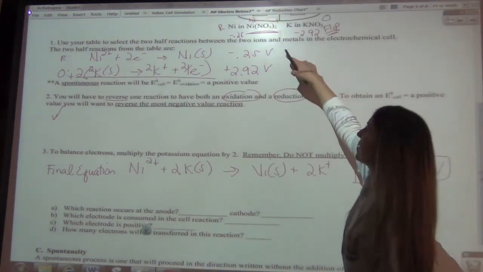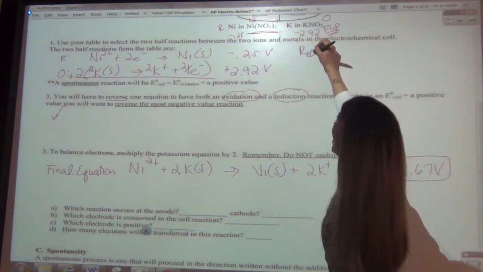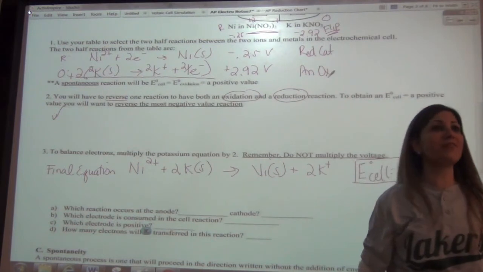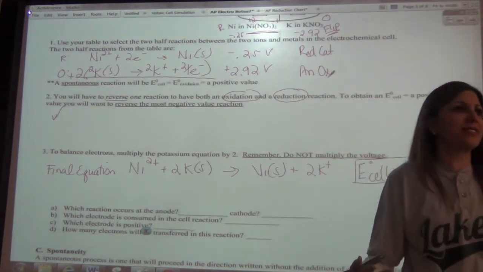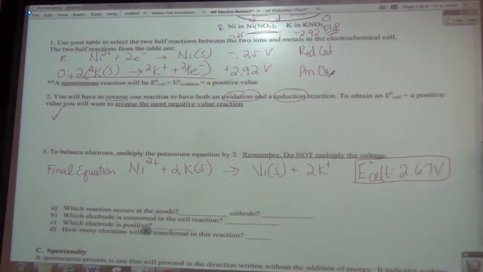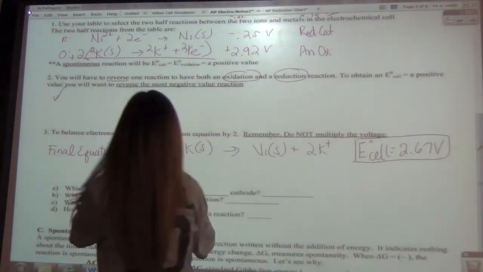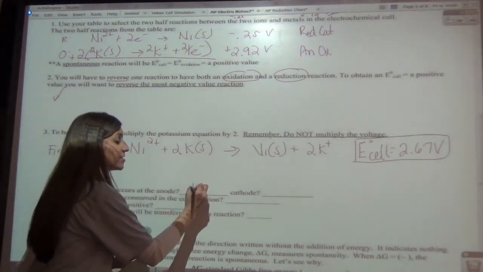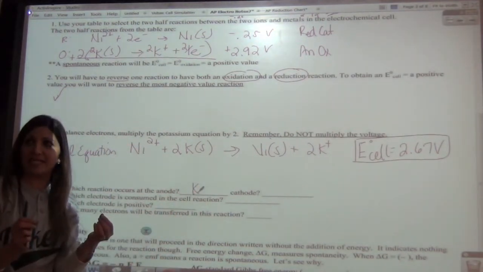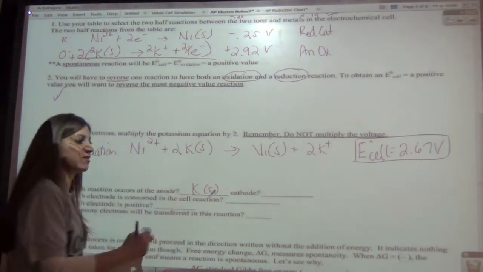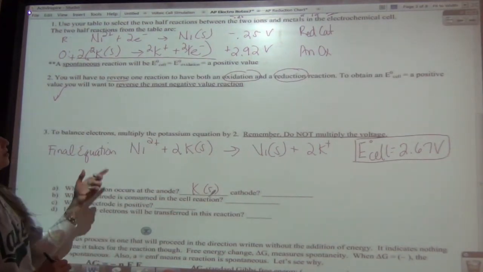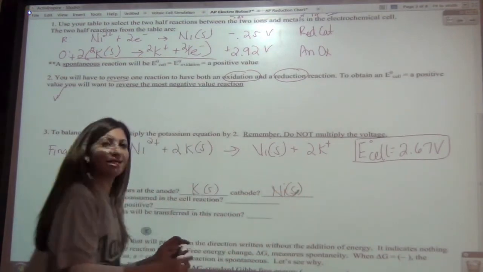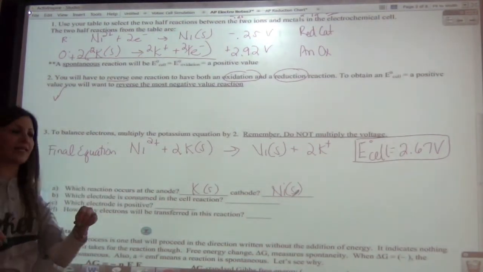So what did we say? We said if it's R, then it's red cat, and this one is an ox. So I like to write that down. Okay, write down as much as you can. It's going to help you when you go to fill things in so you're not making a mistake. So which one's the anode? The K. And typically it's the metal piece that's the anode. So we're going to say it's the solid piece of potassium. So then what's the cathode? The nickel solid. So it doesn't matter what side it's on, it's typically the solid, the metal.